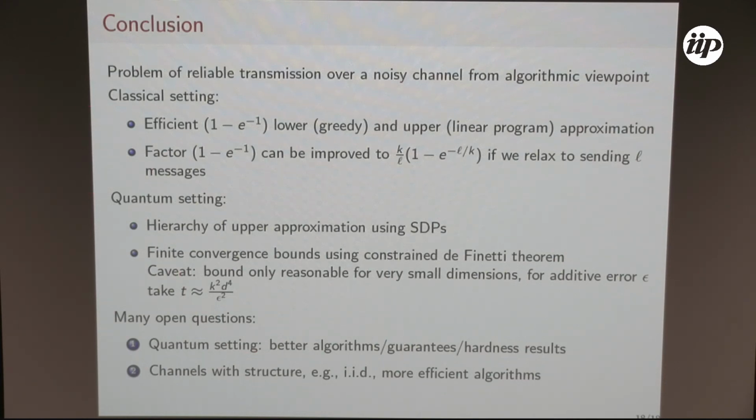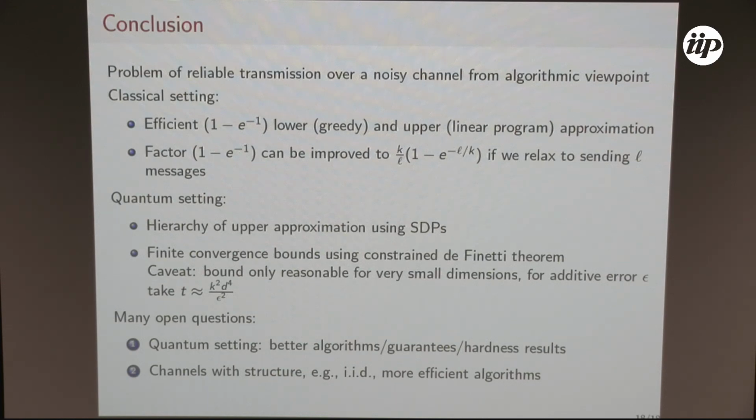We saw the problem of reliable transmission over a noisy channel from an algorithmic point of view. In the classical case, we give good upper bounds and lower bounds that were basically tight. In the quantum setting, much less is known. So we gave a hierarchy of upper approximations using SDPs, and we can prove a finite convergence bound using this constrained de Finetti theorem. But if you want to use this in practice, these bounds are only reasonable for very small dimensions, because if you put everything together, you get an extendability which is quite large.